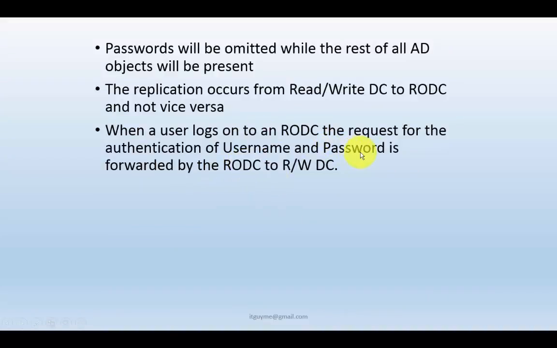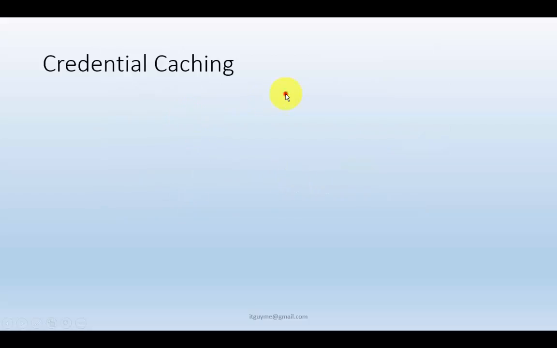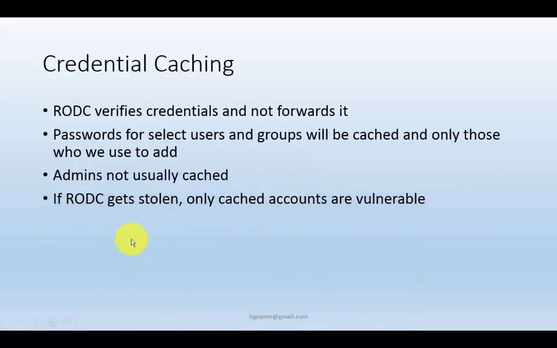When a user logs on to a RODC, the request, okay, we know that it goes forward, but RODC is still useful for determining group memberships, OU policies, and all other AD tasks. So authorization is still something RODC can do, group policies or anything you implement. Credential caching, yeah, that's what we are doing now. RODC verifies credentials. Passwords for selected users can be cached; admins usually not. If RODC gets stolen, only cached accounts are vulnerable. Yeah, we know that. Whoever's username and password is there can be cracked from RODC.